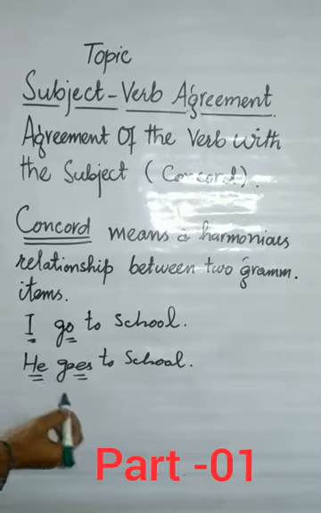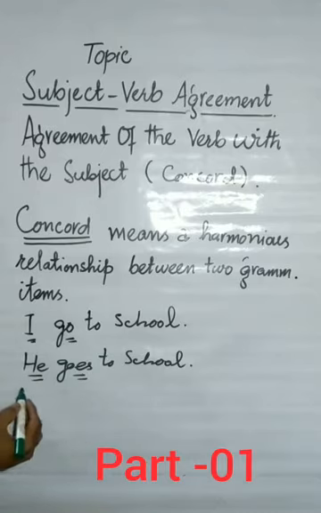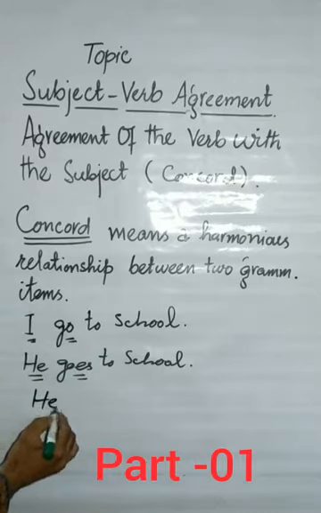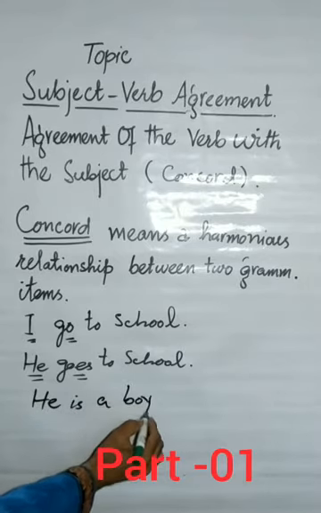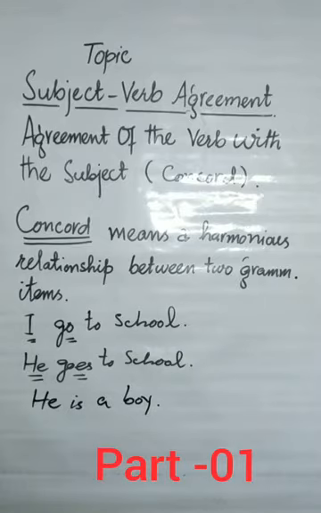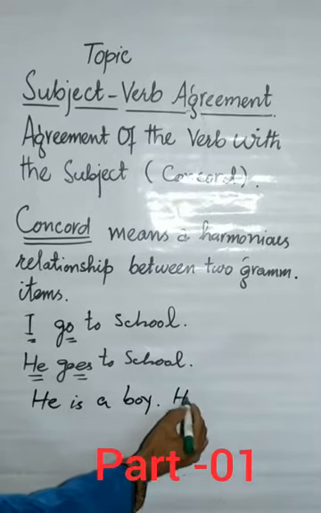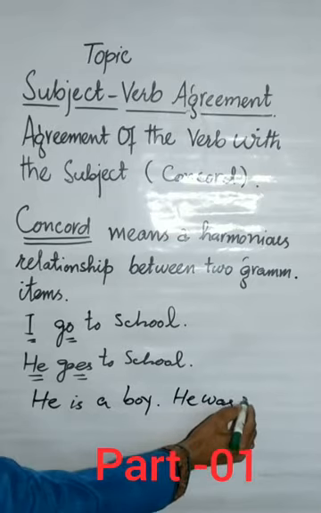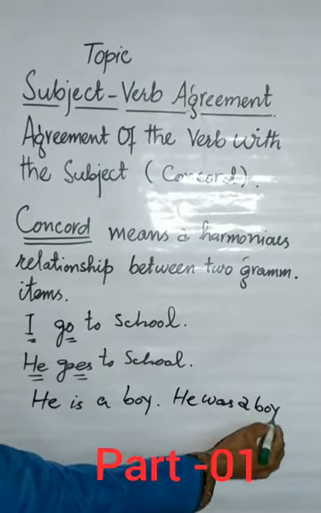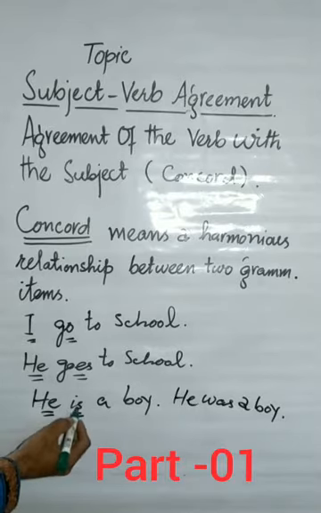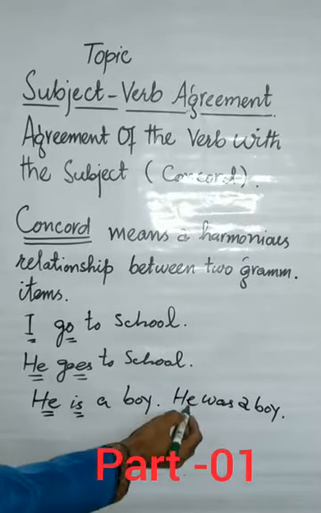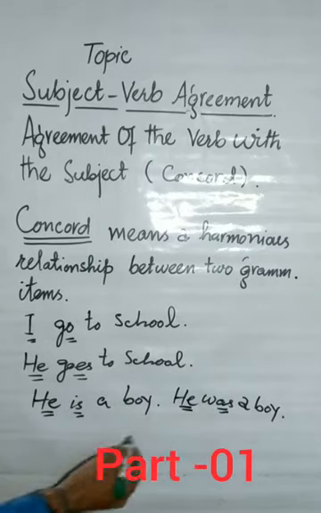Here is another example. We say he is a boy, or we can say he was a boy. Here we can say that he agrees with is. He is subject, is is verb. This grammatical item agrees with is in present tense, and this he agrees with was in past tense.